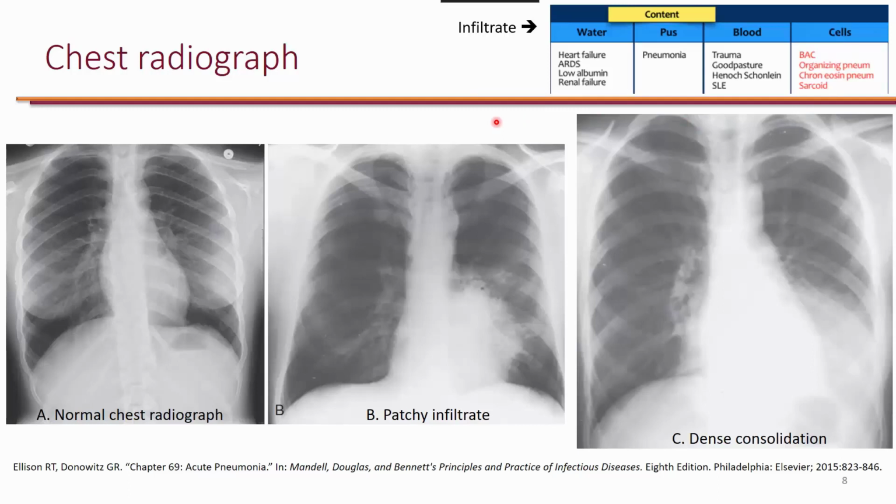Now, there are different ways of describing infiltrates. Two of the common ones that you will encounter are patchy infiltrates and dense consolidation. Patchy infiltrate is usually due to either the presence of fluids, viral infections, or atypical organisms. And when you have dense consolidation, as you can see in film C, it is usually more likely to be due to non-atypical organisms such as gram-positive and gram-negative organisms.